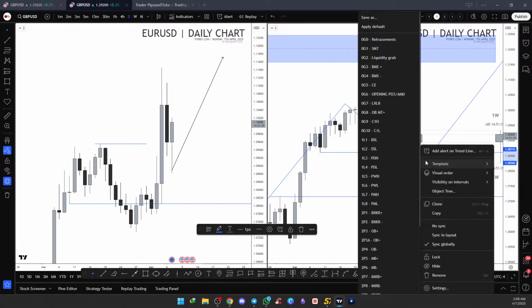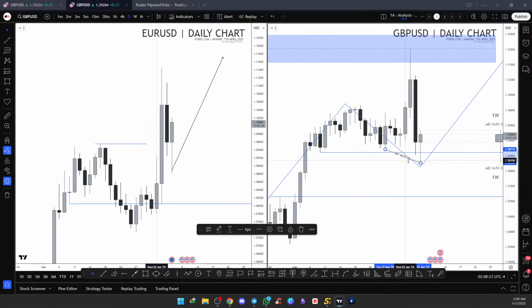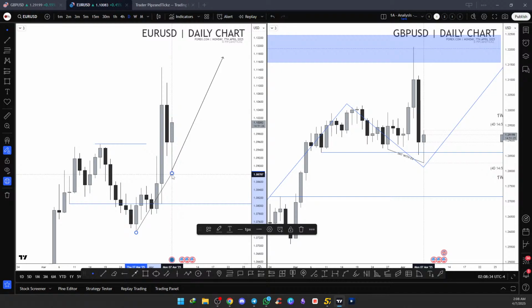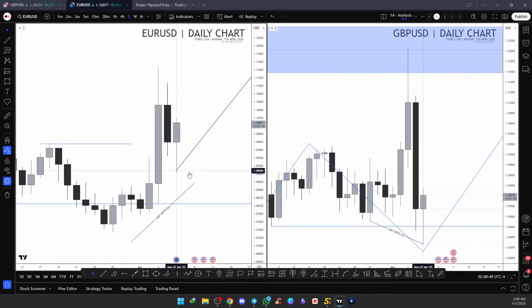So this is the SMT with EU, and what we have is SMT with GU. Nice. So we have a clear SMT here.